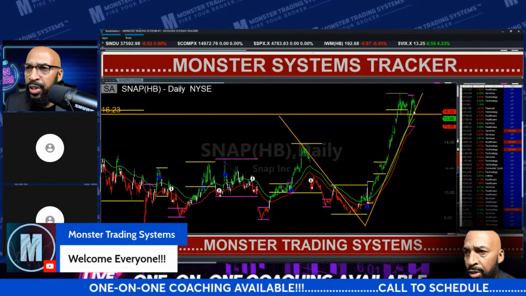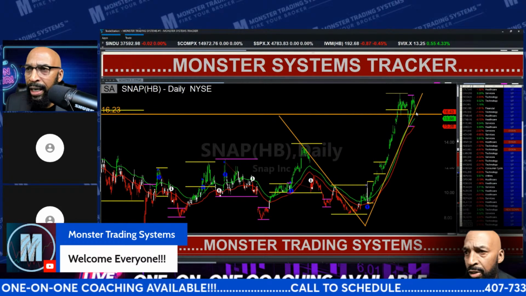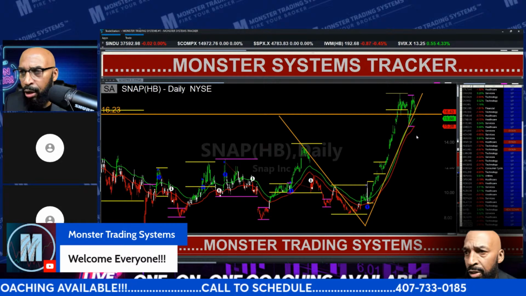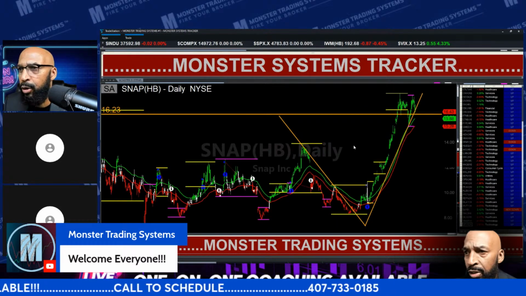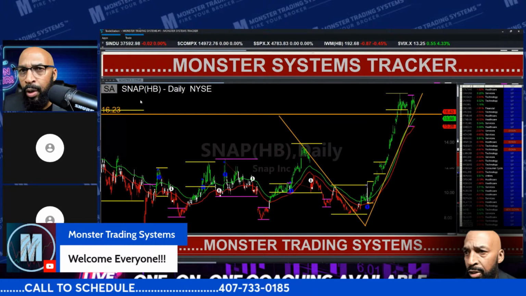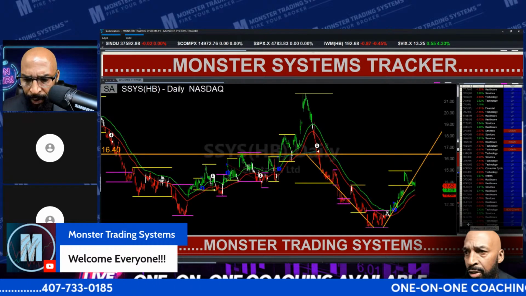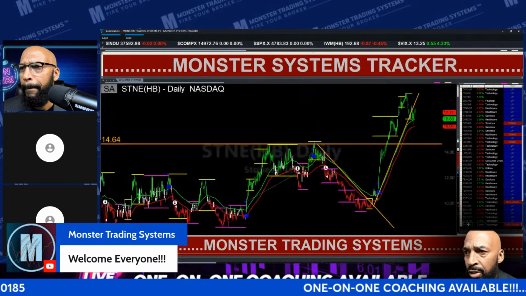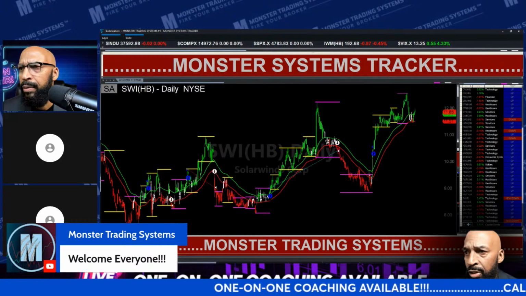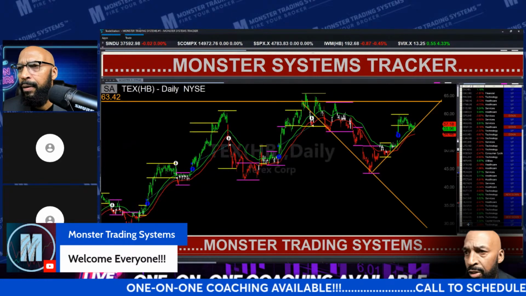Purple support and resistance. I tell you, if it gives a white candle here, guys, just close the trade, right? Close the trade, take profits, okay? SNAP. All right, that's holding. That's holding.